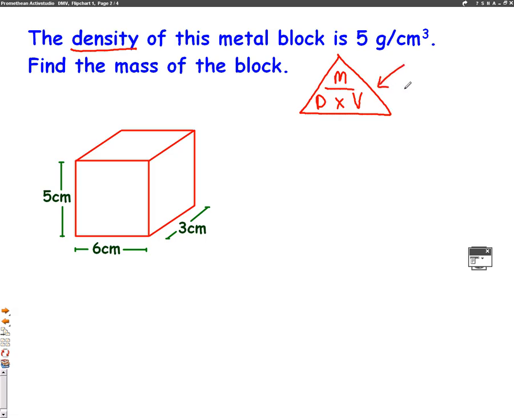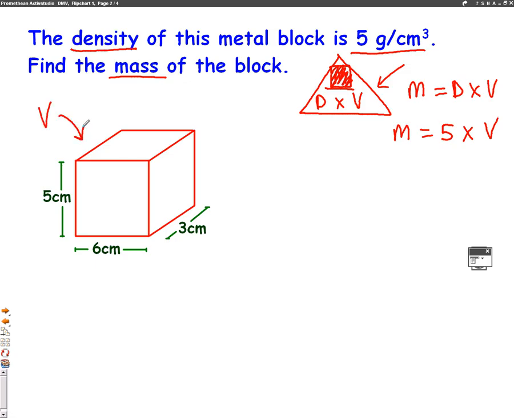If we continue to read the question, it says find the mass of the block. So in this triangle, we're looking for M, we're looking for mass. So if we cover up the M, you can see we're left with D times V. So M equals D times V. So mass equals the density, and it tells us in the question the density is 5, times the volume of the shape. Well, it doesn't tell us the volume of the shape, so we're going to need to work out the volume of this cuboid.